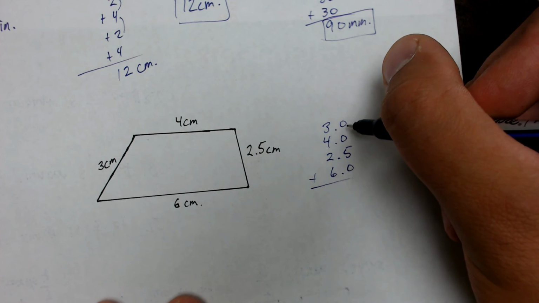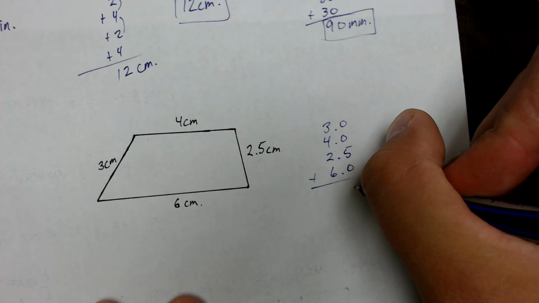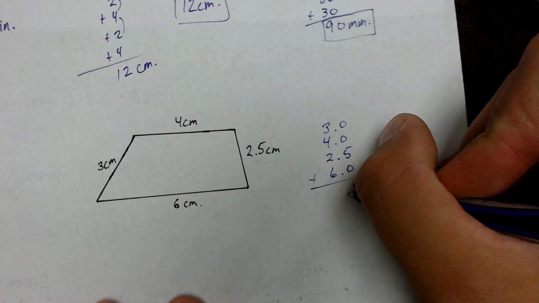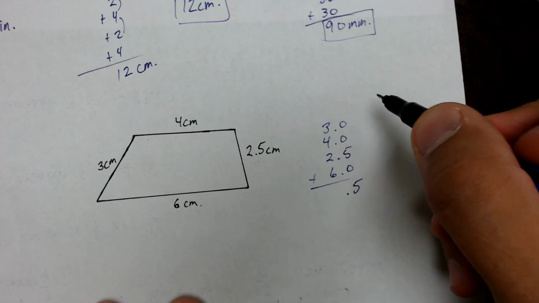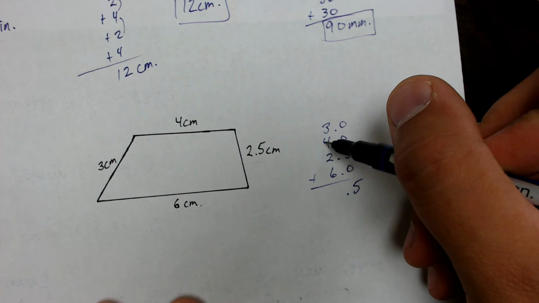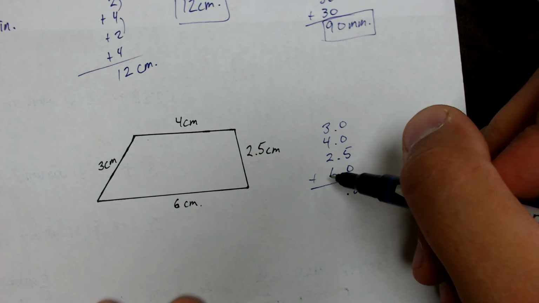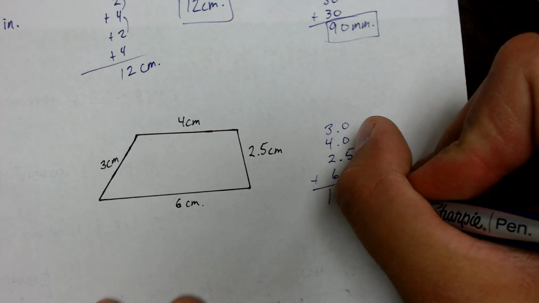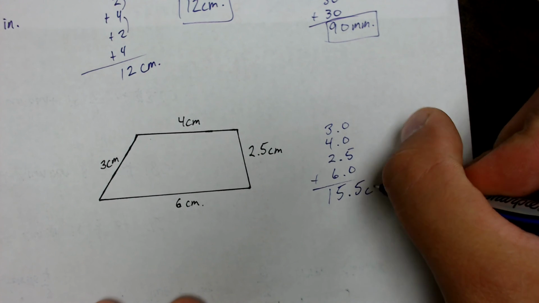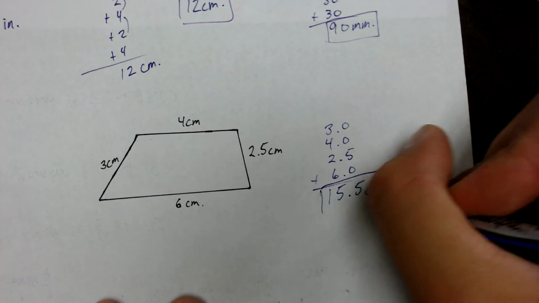So on this right column, we've got 0, 0, 5, and 0. I'll add up to 5. I'll bring my decimal point down just like if I'm dealing with dollars and cents. Then I have 3 plus 4 is 7, plus 2 is 9, plus 6 is 15. So 15.5 centimeters is my perimeter of this trapezoid.